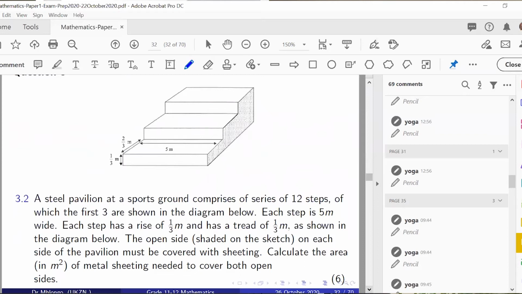We have a steel pavilion at a sports ground, which comprises a series of 12 steps, of which the first 3 are shown in the diagram, and each step is 5 meters wide. Each step has a rise of 1 over 3 meters and has a tread of 2 over 3 meters. I made a mistake here and I would like to correct it.